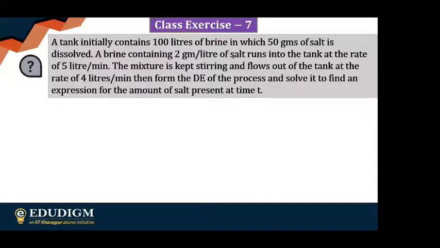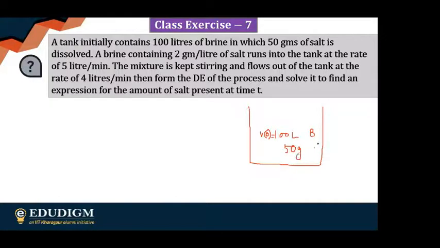Basically, once you understand this, you know that somewhere down the line I need to form the differential equation and I need to solve the differential equation, right? So let's form the differential equation. A tank initially contains 100 liters of brine in which 50 grams of salt is dissolved. So initially you have the volume as 100 liters, V at t equals 0. You have 100 liters of brine and 50 grams of salt.